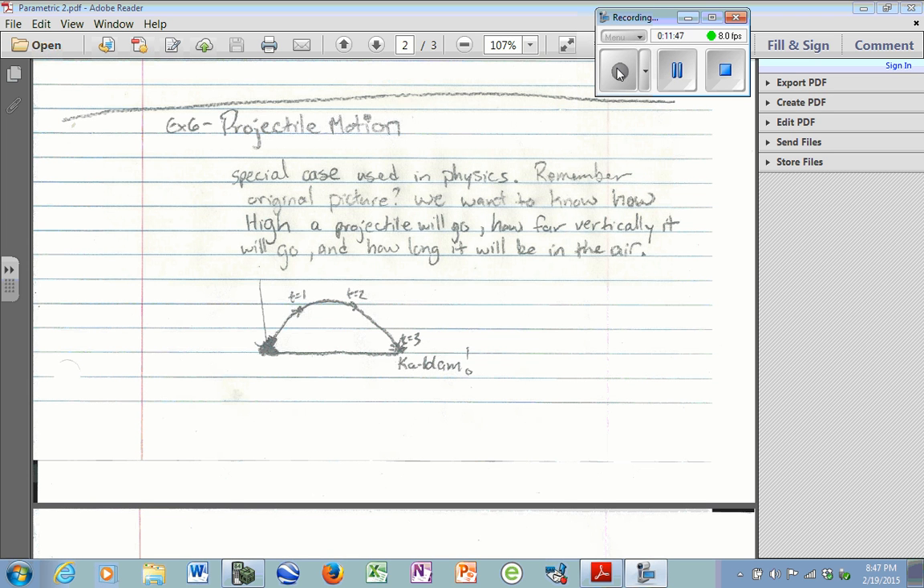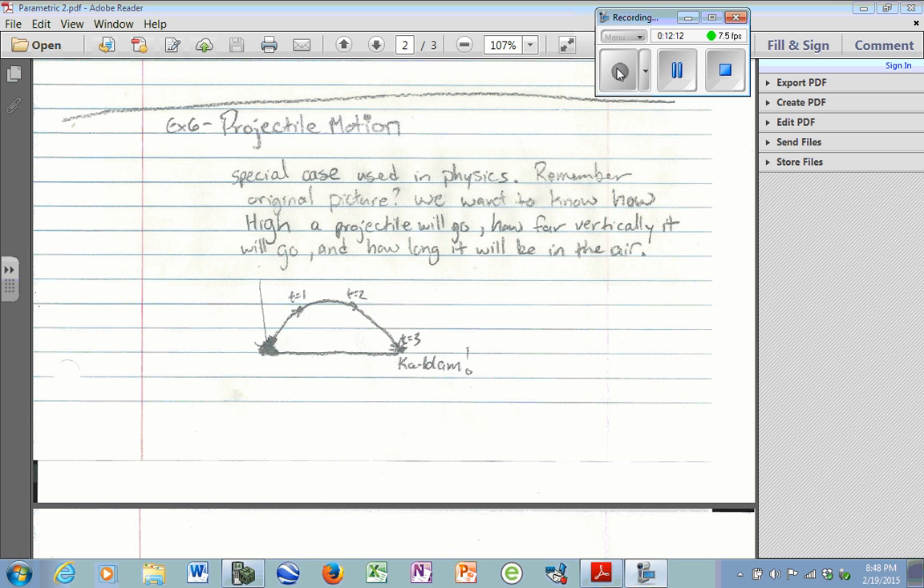and maybe in different directions, different speed and orientation. Now the third thing here, see, this is all good fun because our physics students will recognize this: projectile motion. We spend the whole chapter talking about this, and they're going to bring up one special case that's used in physics. I remember the original picture. We wanted to know how high a projectile was going, how far it would go, and then how long it would be in the air, and I showed you the trebuchet game and how that worked.